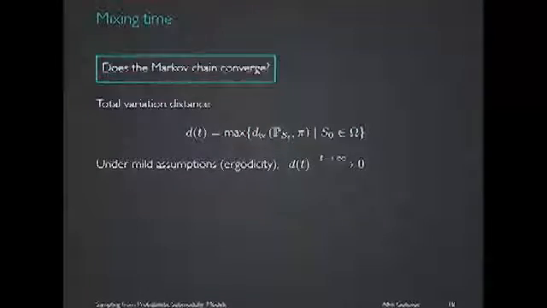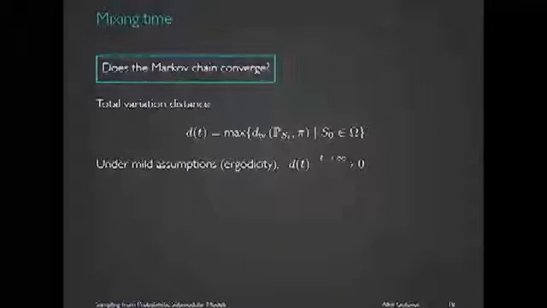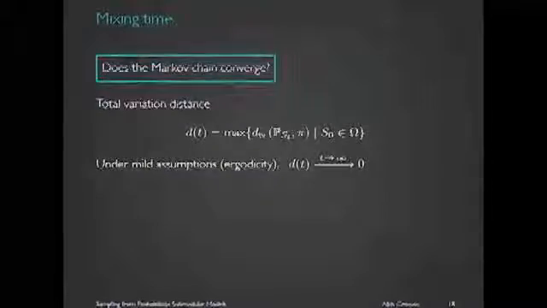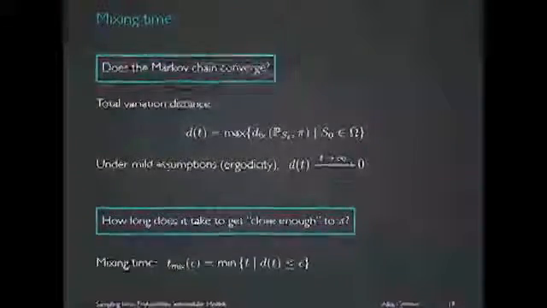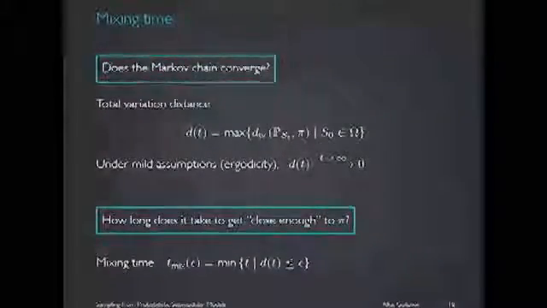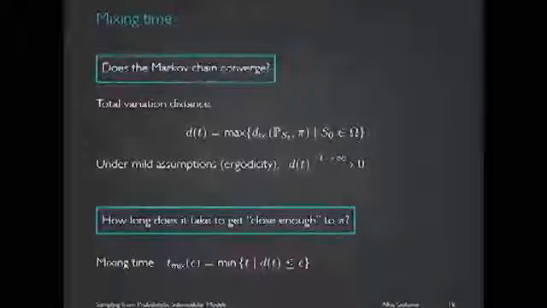It is well known that under some mild assumptions, that is ergodicity, this total variation distance goes to 0 asymptotically. So the more interesting question here is actually how fast does this converge? And this is measured by looking at the mixing time. This is just the minimum number of steps that we need to get epsilon close to the stationary distribution.